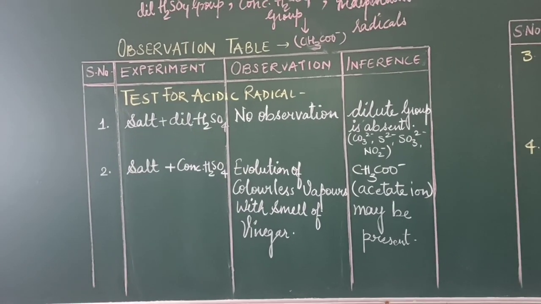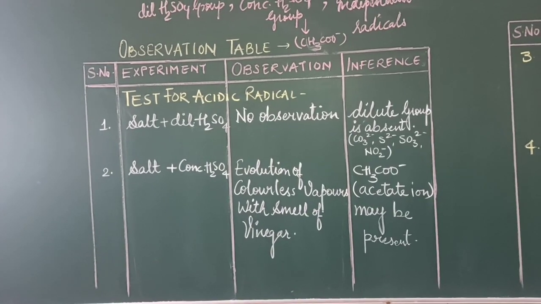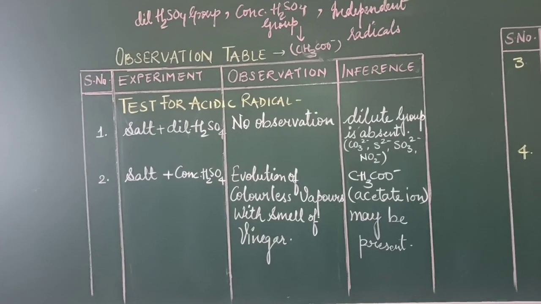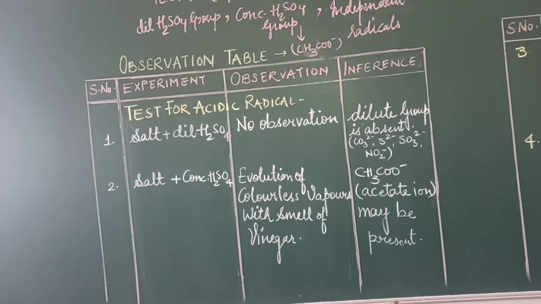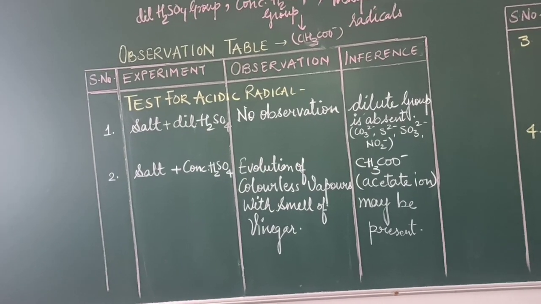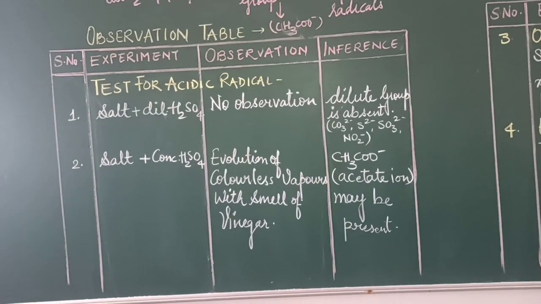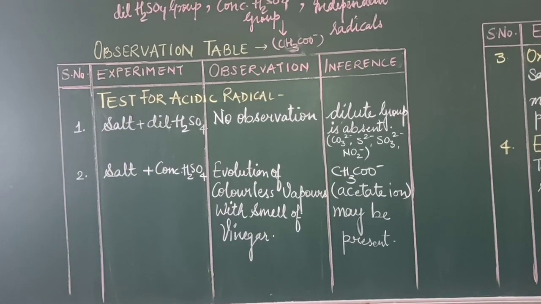you should not get confused, because this step is same with chloride ions also, which we have already uploaded. So in chloride ions also gas is evolved with the addition of concentrated sulfuric acid, but that gas is not having the vinegar like smell. But if it is acetate ion, the gas will be evolved which will have vinegar like smell. So if the gas evolving is having vinegar like smell, you can say acetate ion may be present.